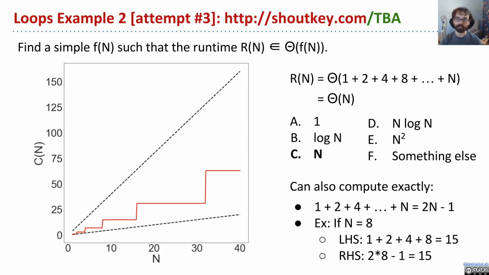Now, an alternate approach is to compute the exact solution for n's that are powers of 2. And we could say, for example, that 1 plus 2 plus 4 plus ... plus n, if thinking carefully about this, you can derive that the result is 2n minus 1, work not shown. But as an example, to show you that this is so for n equals 8, if we look at the left-hand side here, LHS is left-hand side, then 1 plus 2 plus 4 plus 8 is 15, and the right-hand side is 2 times 8 minus 1. So that's another approach. And of course, the order of growth of the function 2n minus 1 is, of course, n.